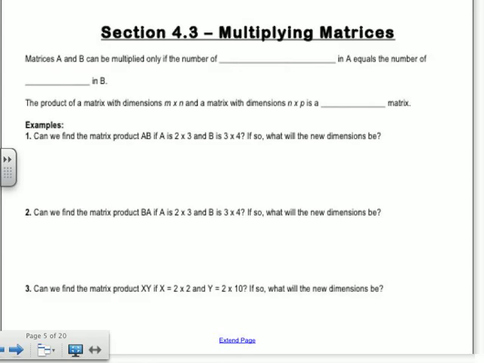Okay, I'm going to go ahead and look at multiplying matrices today too. All right, multiplying matrices is not as easy as adding matrices. You would think that you just multiply each corresponding entry, but it's not that easy. It's a lot harder. Matrices A and B can be multiplied only if the number of columns in A equal the number of rows in B.